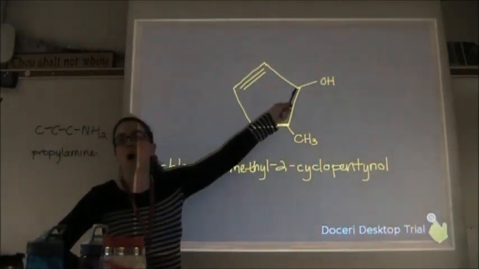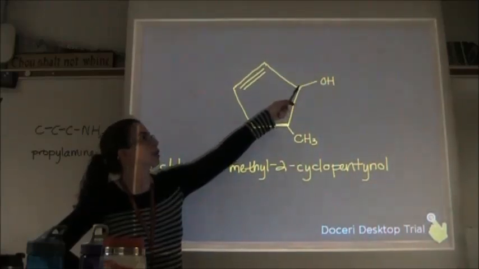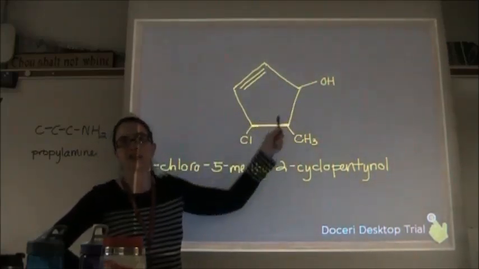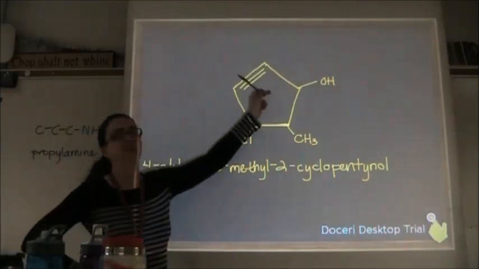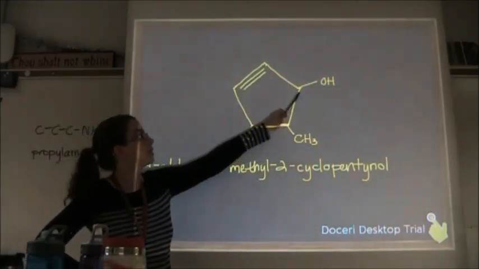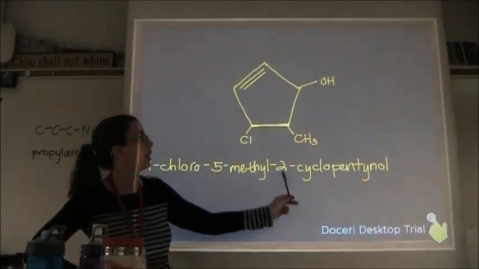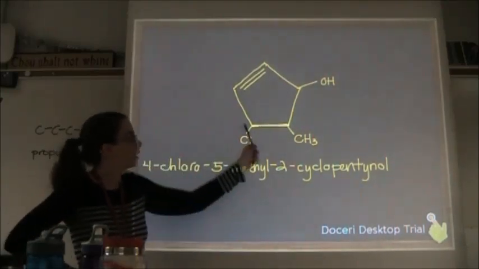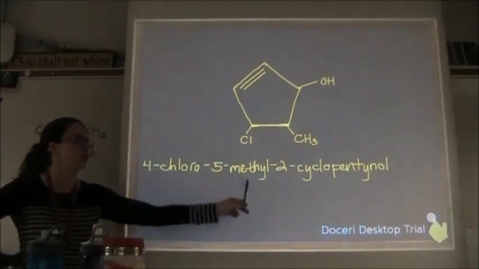Okay, now why, guys, is it correct to number counterclockwise as opposed to clockwise? Because the triple bond is next in importance. So that's what that 2 is referring to, is where is that triple bond? And then my numbering system is set up. C comes before M, chloro, methyl.